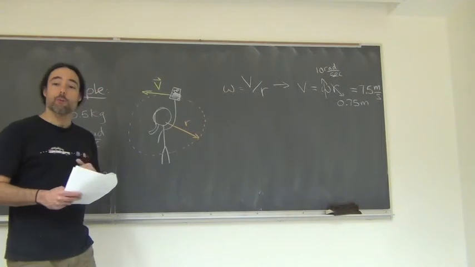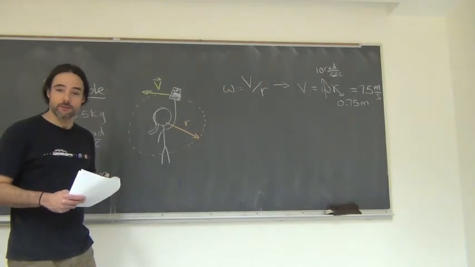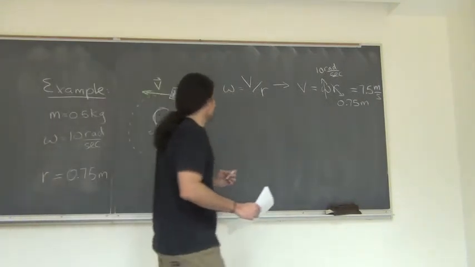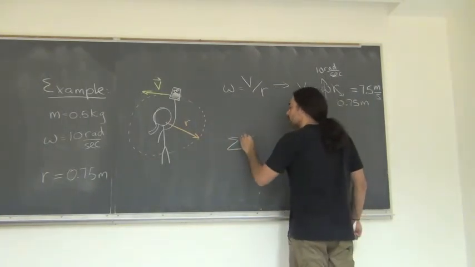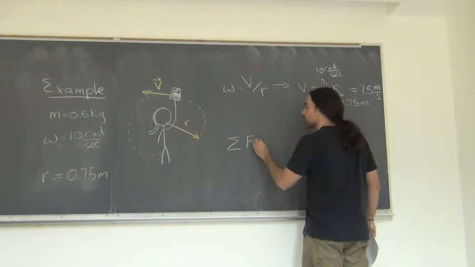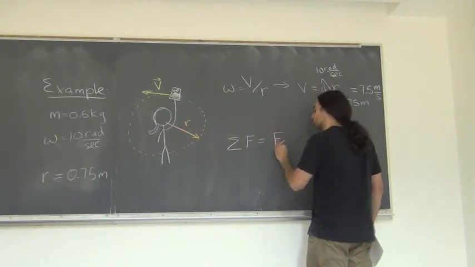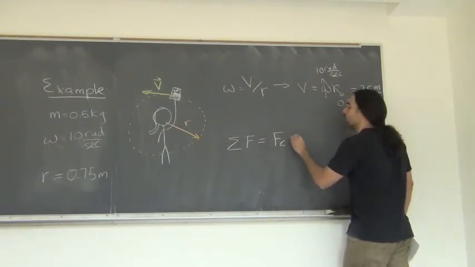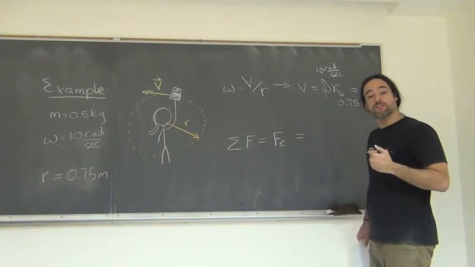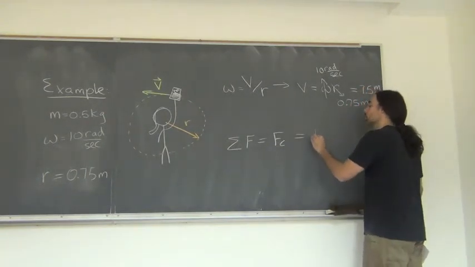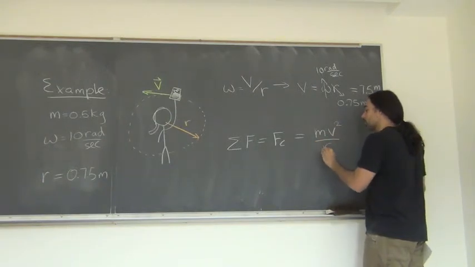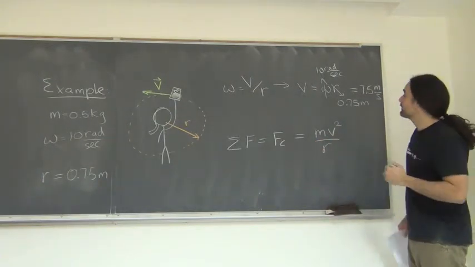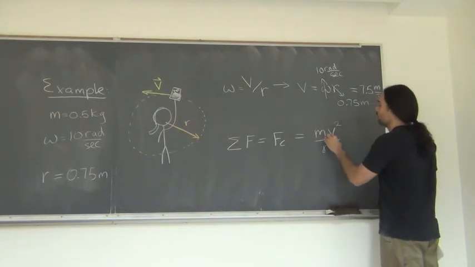We can also look at what our net force is, which is equivalent to the centripetal force. So the net force must be making the object move in a circle, so that's the same thing as the centripetal force. But as we said before, the centripetal force is going to be mv squared divided by the radius.